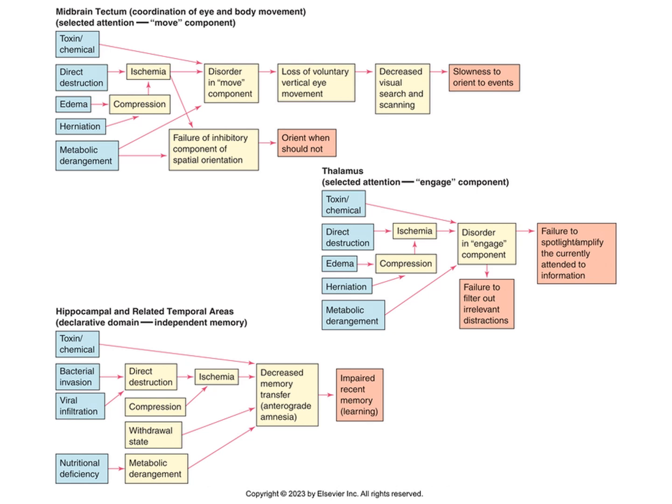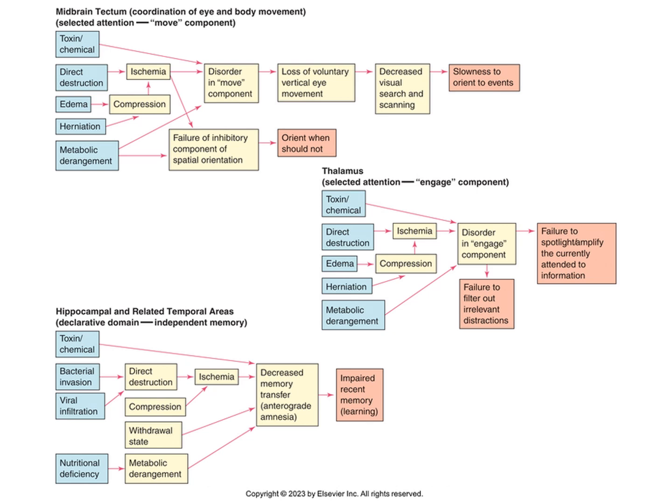Next, the thalamus, a deep, central structure, controls the engage component of attention. It helps filter out unnecessary stimuli and focus on what's relevant. When compromised by metabolic imbalance, ischemia, or direct injury, patients may fail to engage with new information or struggle to stay focused despite external cues. This is often seen in conditions like delirium or thalamic stroke.